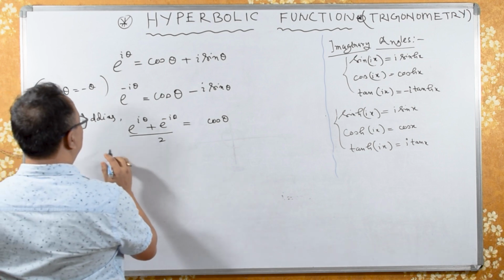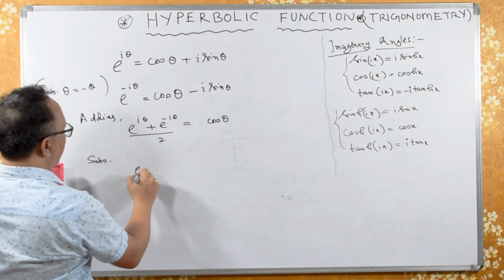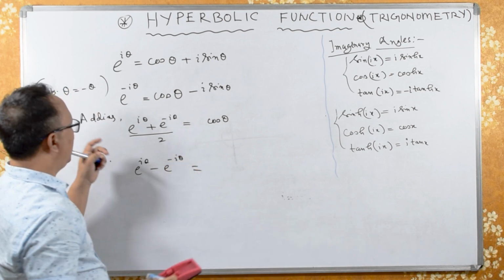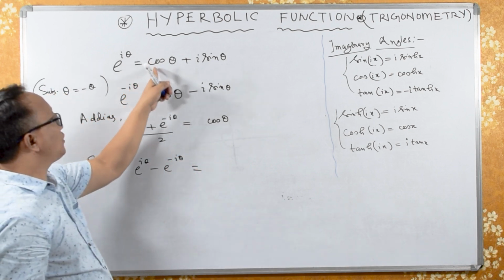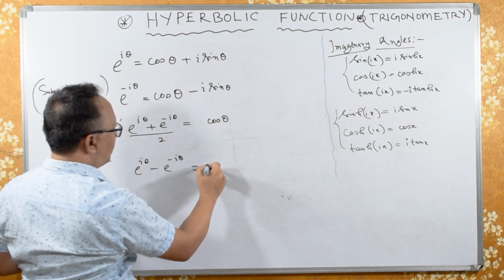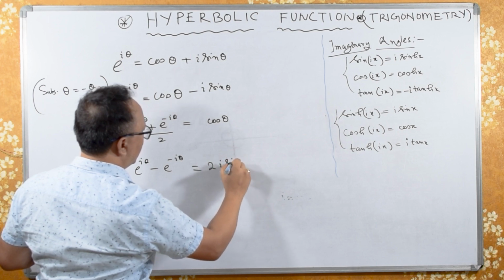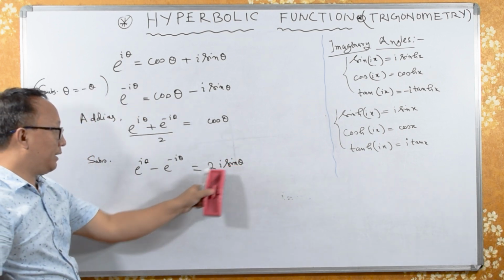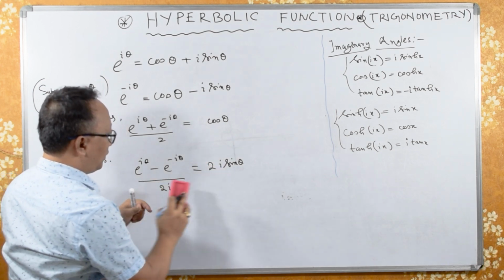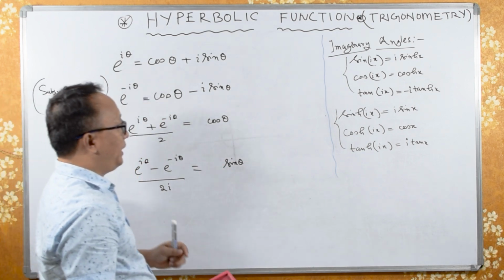Similarly if I subtract, then e raised to i theta minus e raised to minus i theta is what? Now I am giving minus over here. Here cos theta minus cos theta gets cancelled. Here it is plus, so I will have twice i sine theta. Therefore sine theta will be, I can send this 2i down, e raised to i theta minus e raised to minus i theta upon twice i equals sine theta. Now we have these two.